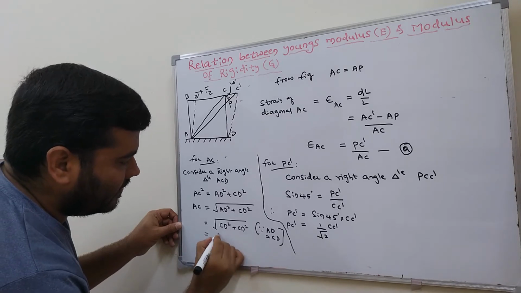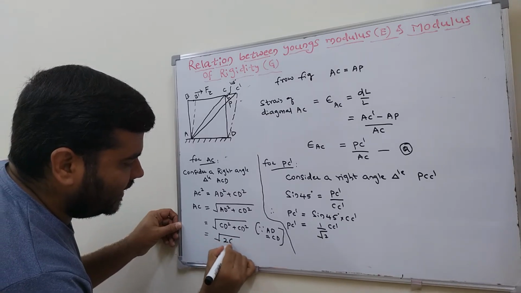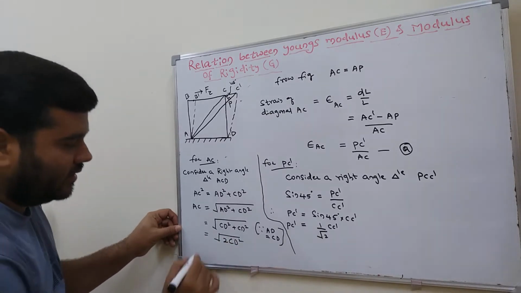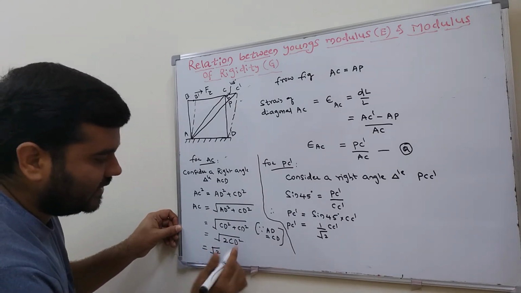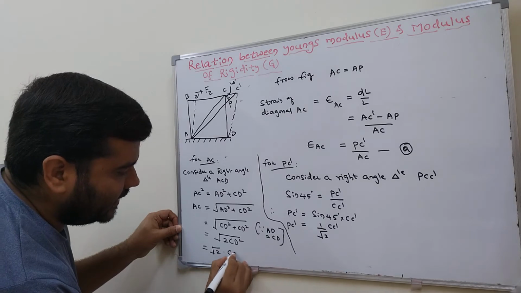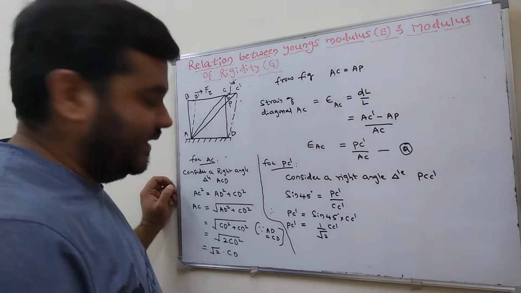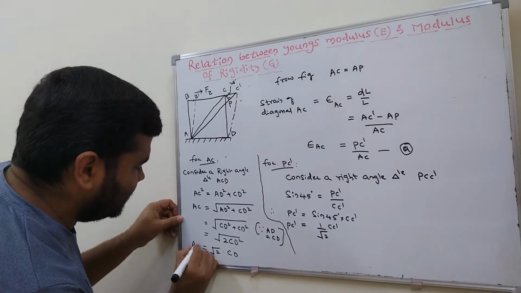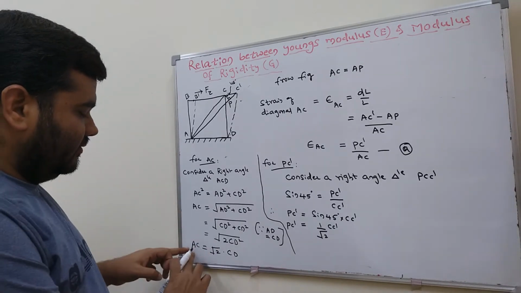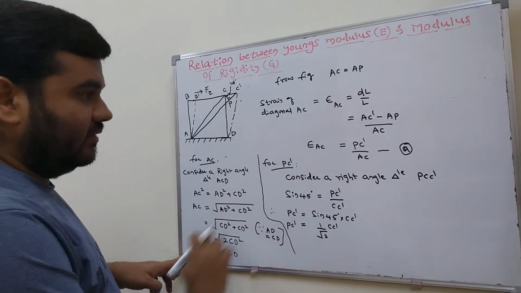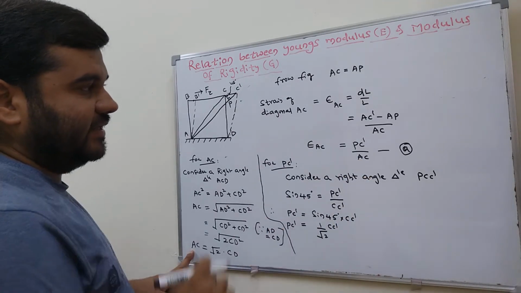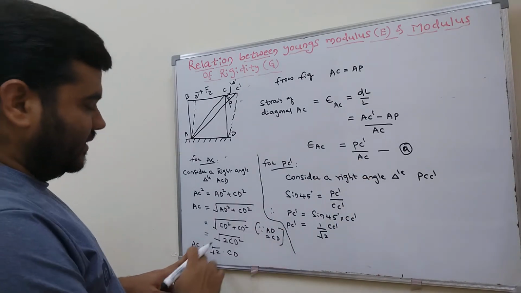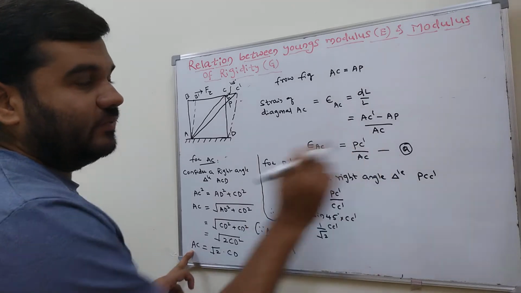Square root of 2 CD square. This will be equal to square root of 2 into CD into CD, right? This is the value of AC. Now I found AC. I found PC dash. Now substitute these two values in equation A.